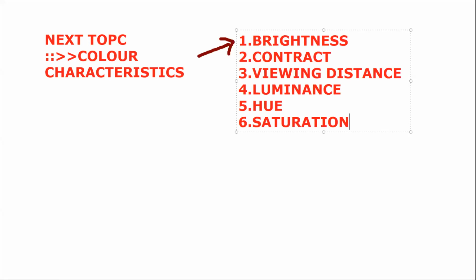The hue and saturation of a color put together is known as chrominance. Note that it does not contain brightness information. The chrominance of a particular object is called chroma.